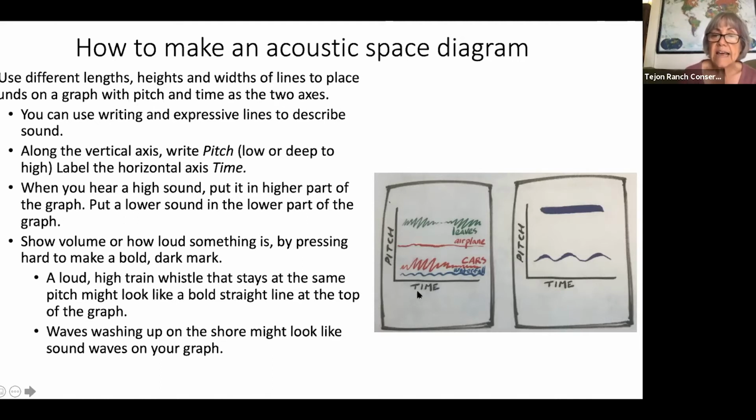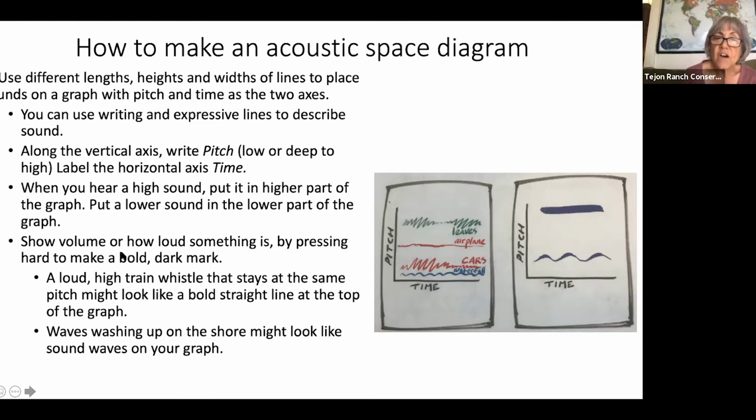All right, and then the next one, the horizontal axis, you're going to label time. So it's the sound over a period of time. So in this particular example, the leaves blowing, you're hearing it rustle right here, pretty loud, and then it's kind of quiet here, and then pretty loud here over a period of time.